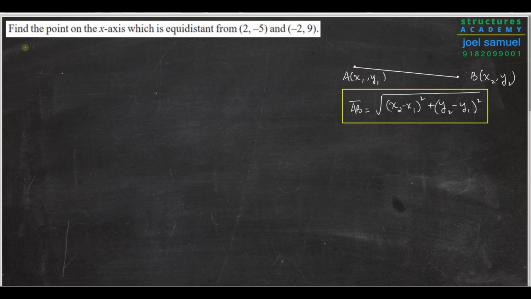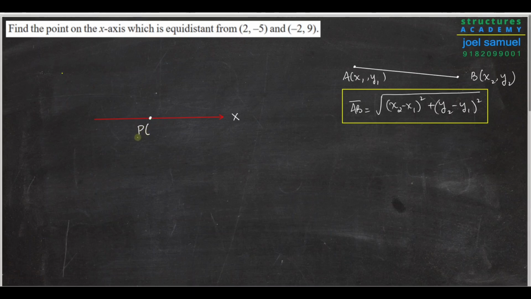So in our question, we have been asked to find out the point on the x-axis which has equal distances from this point as well as this point. So let me first draw the x-axis. Let's say this is the x-axis, and let me take a point on this. Let us say the point is P.